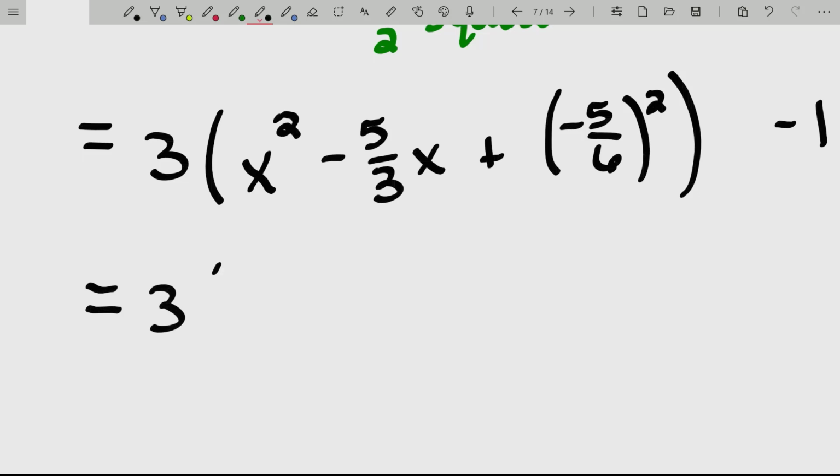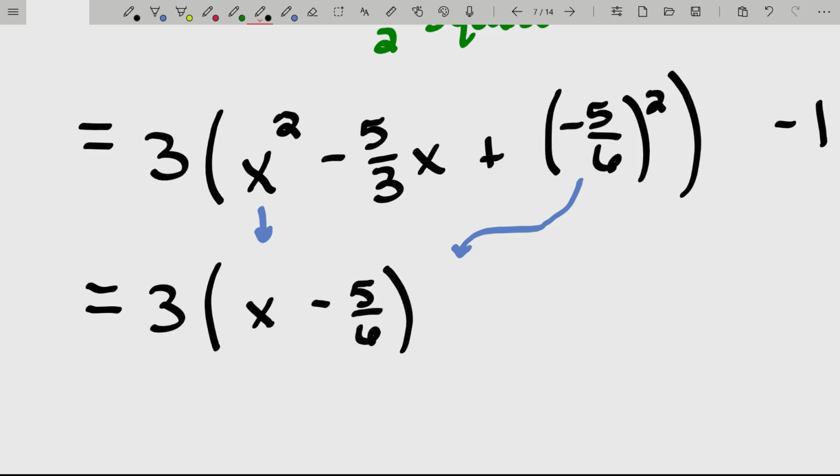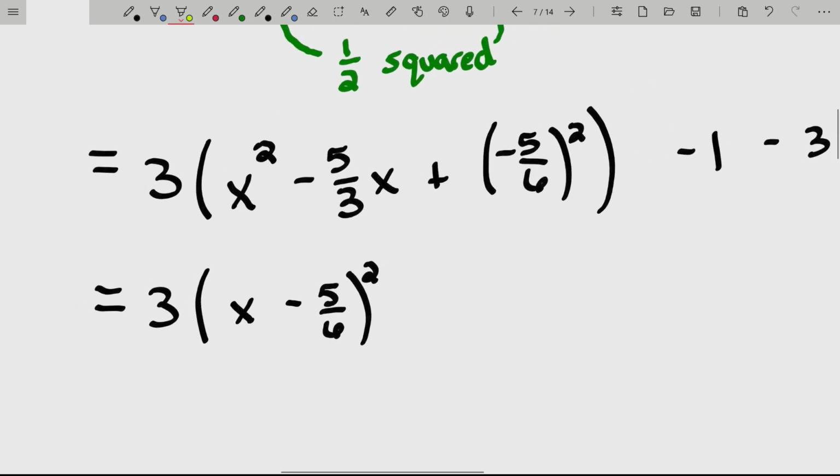This is going to be 3 times. I'm going to steal one of these x's right here, and I'm going to steal this number, negative 5/6. Watch what happens. So this becomes x and then a negative 5/6 and quantity squared. If you multiply this out, I promise you that will become x squared minus 5/3 x minus 5/6. So it does work out. I promise you it does. I'll leave it to you to check that.